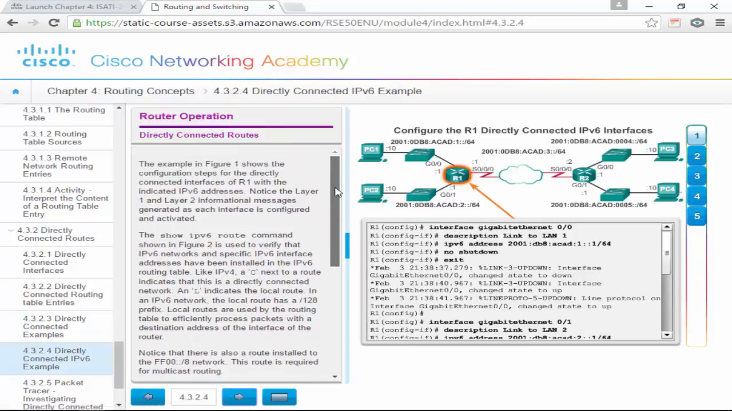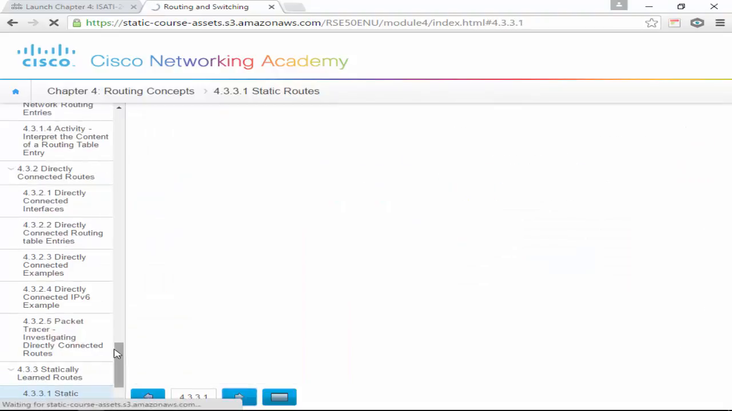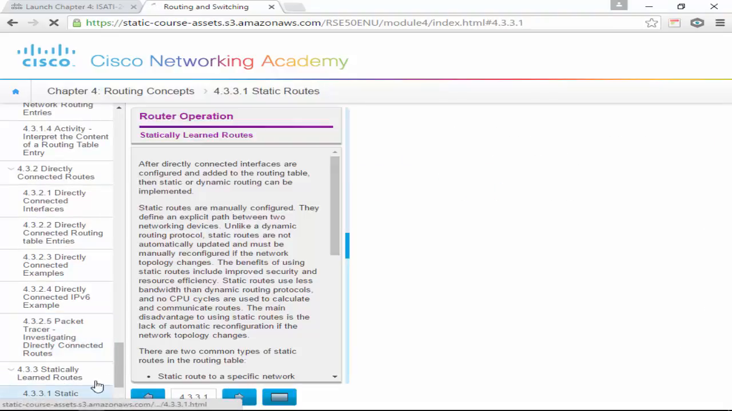IP version 6. Well, we went over how to do IP version 6, so it's just the same thing on these directly connected routes. Let me make sure they're shown the same. And they are. They're just connected. They tell you what interface, and say directly connected. So that's a directly connected route. So now we're going to static routes.